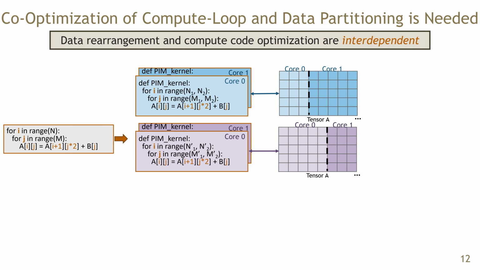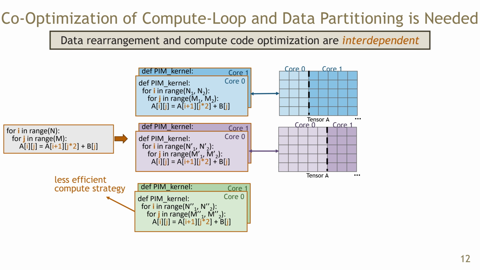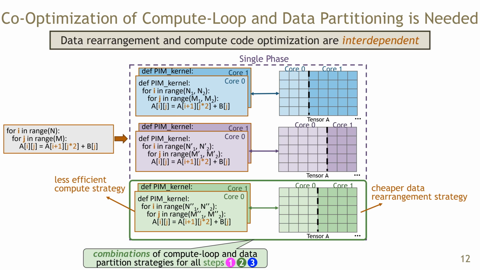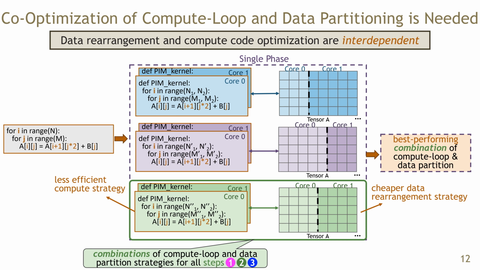This shows that data rearrangement and compute code optimization are interdependent. They must be jointly optimized during compilation. A less efficient compute transformation could enable a cheaper data rearrangement. We need a compiler that generates and optimizes the combination of compute loop and data partition strategy for all 3 steps. Then select the best performing configuration from these combinations.